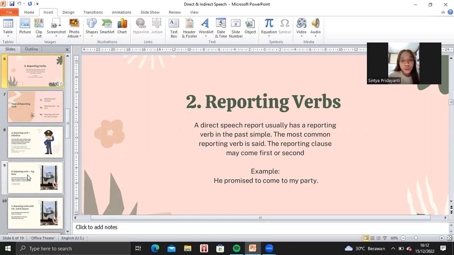And the second is the reporting verb. In direct speech, the report usually has a reporting verb in the past simple. The most common reporting verb is said. The reporting clause may come first or second. For example, he promised to come to my party. In this example, the reported speech changed the original verb to would, as well as changing the possessive pronoun your to my. In contrast, the verb promise is simply followed by an infinitive.